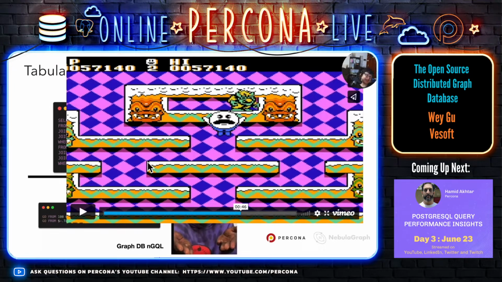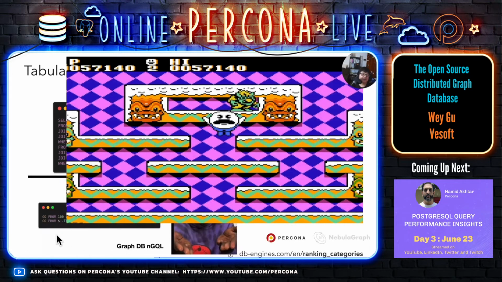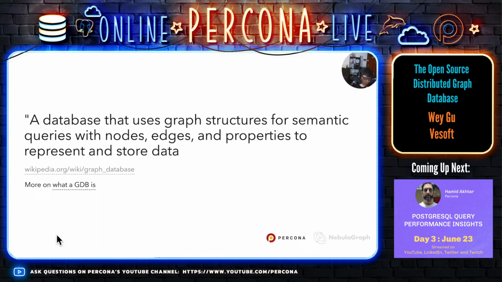So later you will have more ideas on how it differentiates underlying in the system design side. So then let's move on. What is a graph database after all?